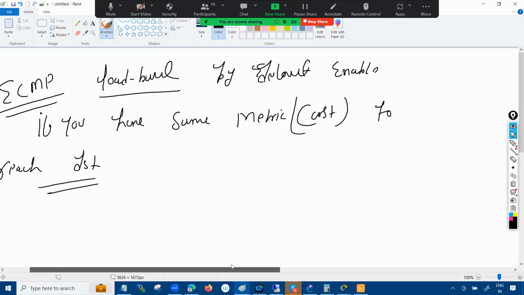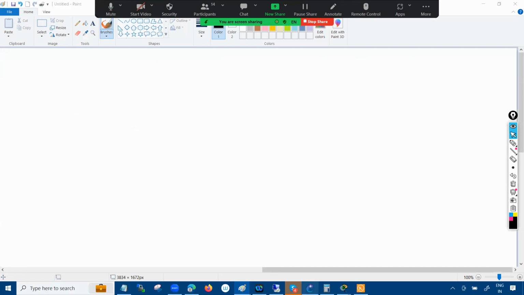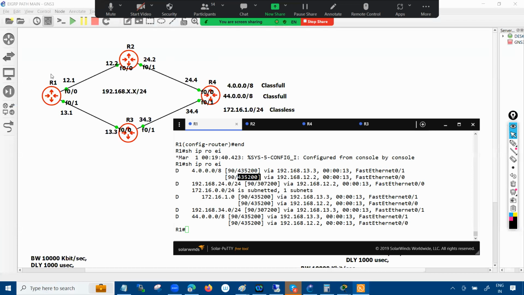Now, take an example. So I have a packet. I can send the traffic this way as well as this way. This is the default behavior. Okay, of course. So first understand this concept, how this metric comes into the picture.